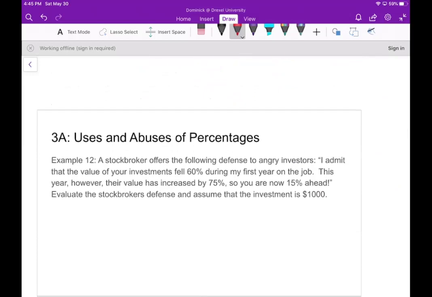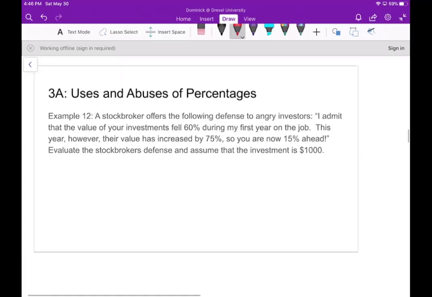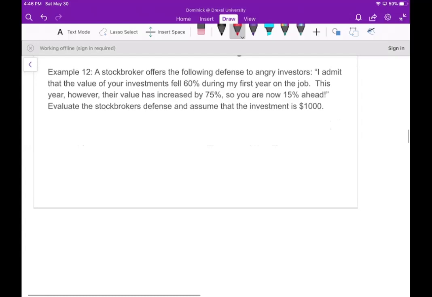Okay. Now, in this next example, we have that a stockbroker offers the following defense to angry investors. I admit that the value of your investments fell 60% during my first year on the job. This year, however, their value has increased by 75%, so now you're 15% ahead, right? And of course, this is also not true, and we'll show this with 1,000 this time, right? So if you start with 1,000 and you take a 60% fall, that means that you're going to be left with 40%, or you're going to be left with 400, right?